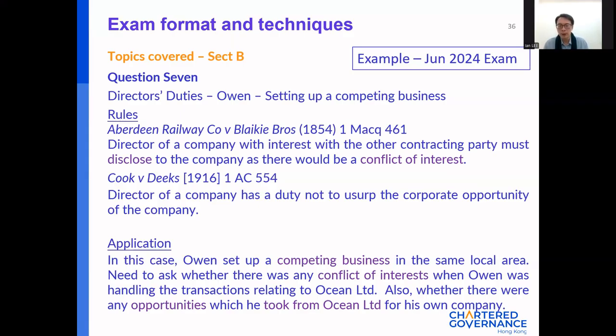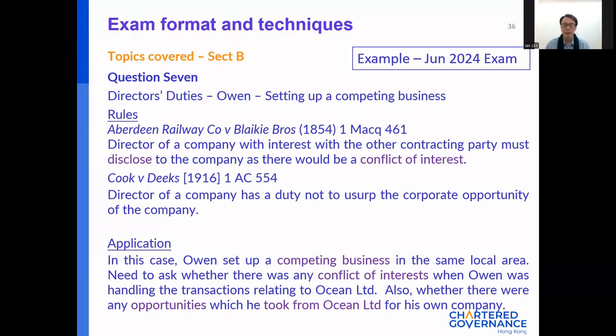So for example, if Owen as director represented the company in any transaction, did he act in the interest of Ocean Limited only, or was there any conflict of interest? Very similar to the purchase of computer from Greentech, you can see there was a conflict of interest.